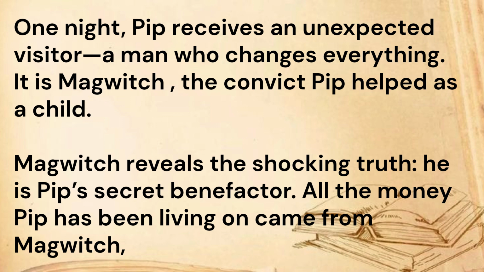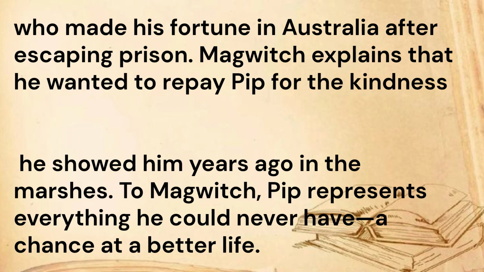One night, Pip receives an unexpected visitor, a man who changes everything. It is Magwitch, the convict Pip helped as a child. Magwitch reveals the shocking truth. He is Pip's secret benefactor. All the money Pip has been living on came from Magwitch, who made his fortune in Australia after escaping prison. Magwitch explains that he wanted to repay Pip for the kindness he showed him years ago in the marshes. To Magwitch, Pip represents everything he could never have, a chance at a better life.